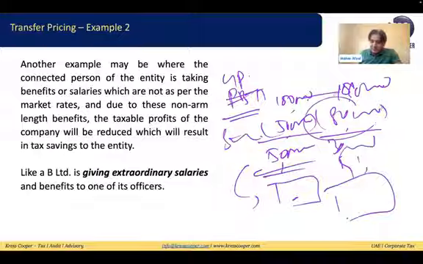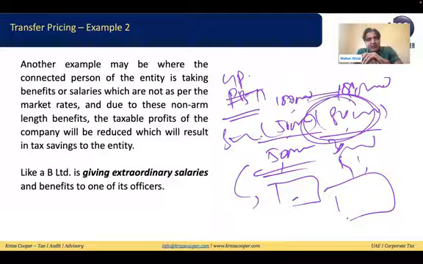So how are they paying the CFO above the market price? I'm just assuming this. So they are controlling. If you are paying a higher salary above the market price, an extraordinary salary or extraordinary benefit to the staff, just to avoid tax, the tax authorities will intervene. Coming back to the definition we discussed at the very beginning, transfer pricing is a price set between related parties and connected persons. What is the reason? They can shift the profit and reduce their taxable profits.